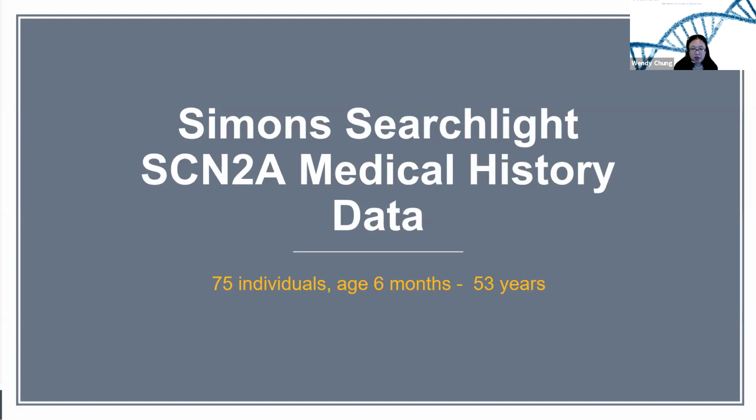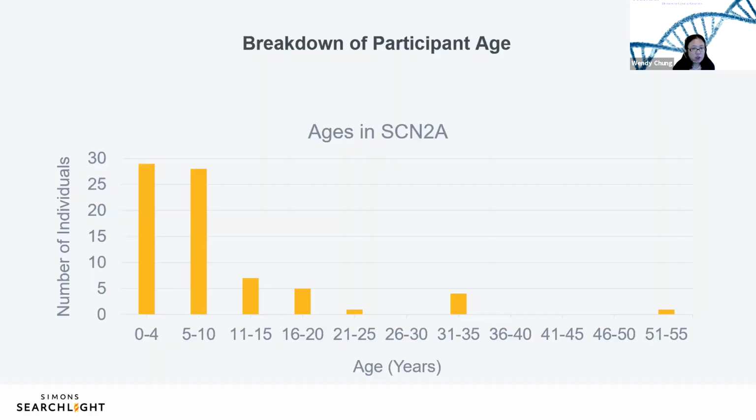For these 75 individuals, one of the limitations is the age distribution. So I just wanted to show you that today. Along the bottom row here are categories of ages. So age 0 to 4, ages 5 to 10. This is in years, by the way. And you'll see that almost all of the individuals we have who have reported information to us are between the ages of 0 to 10.